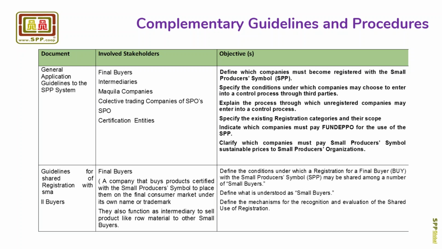Define what is understood as small buyers, and define the mechanisms for the recognition and evaluation of the shared use of registration. This third objective, define the mechanisms for the recognition and evaluation, is for the certification entity. Well, they have to pay attention to this part mainly.